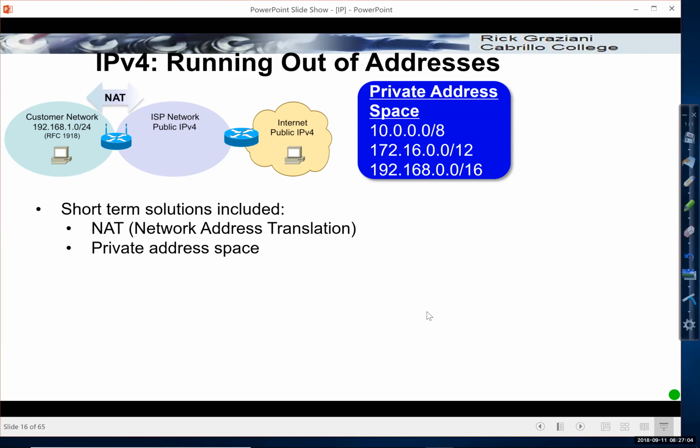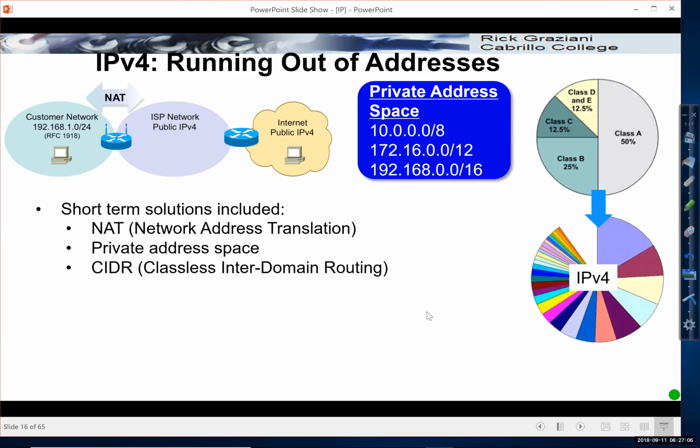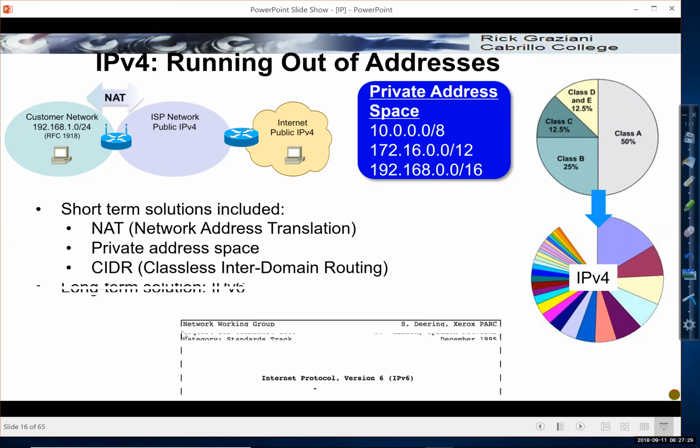I also mentioned a third option, or a third solution, excuse me, CIDR, classless interdomain routing. We'll take a look at this also later, more in a later video. But that's when we started looking at how we're actually dividing up the IPv4 address space and making it a lot more efficient. The long-term solution, you might have guessed it, IPv6.